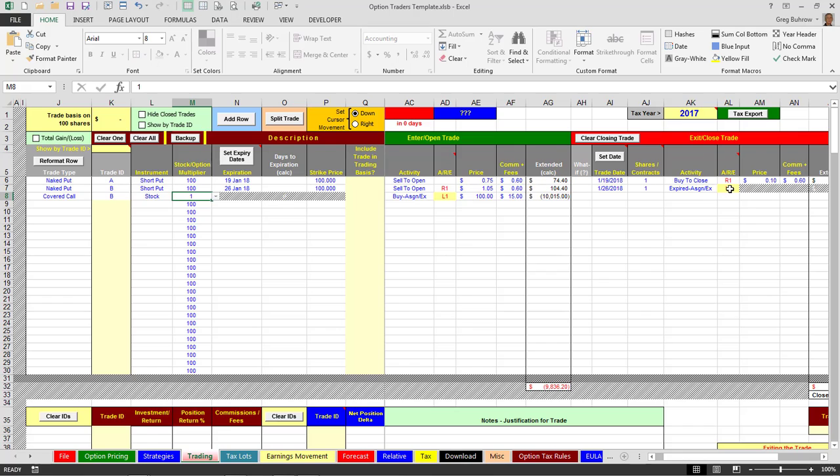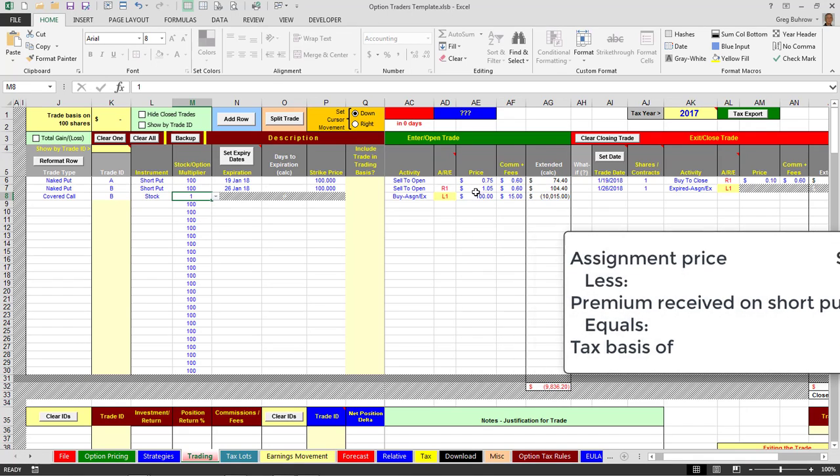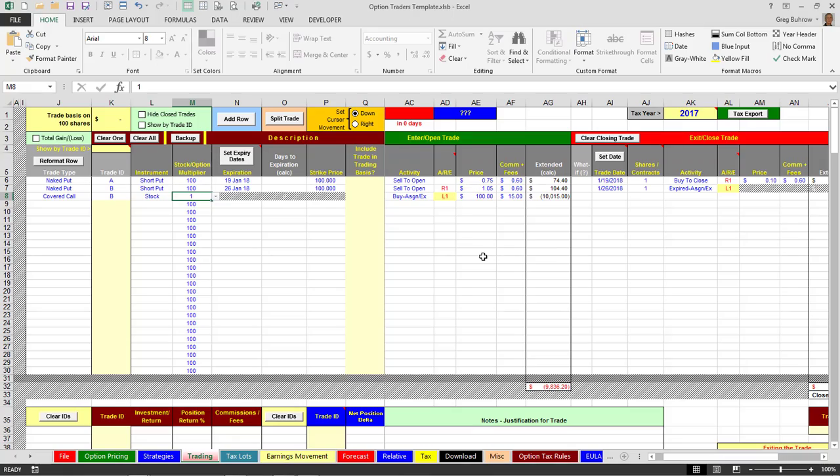Now the reason that this link is important is because when you do your tax export, this trade will be linked to this trade, and it will reduce your tax basis from $100, the purchase price of the shares, to $98.95, which is 100 minus the short put premium that you received. Let me go ahead and add a couple more trades, and I'll show you some more linking and rolling.